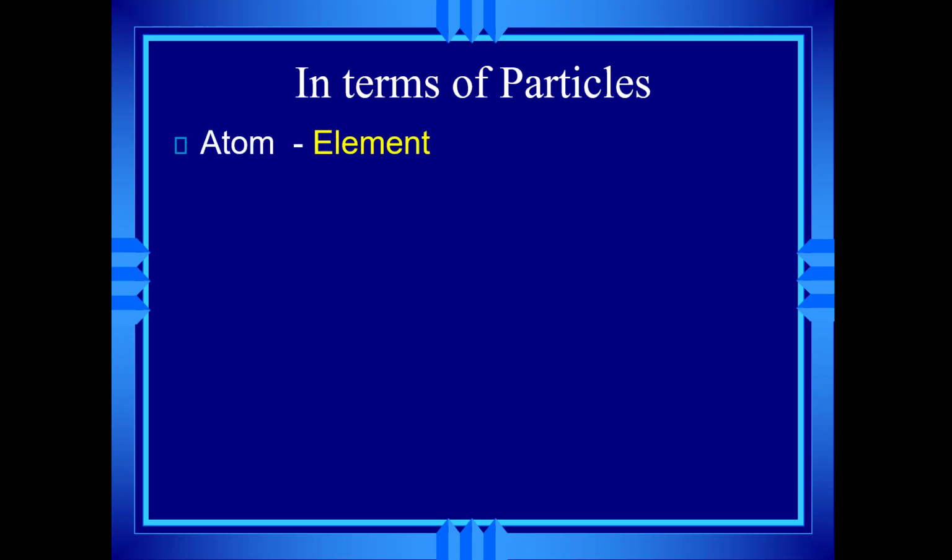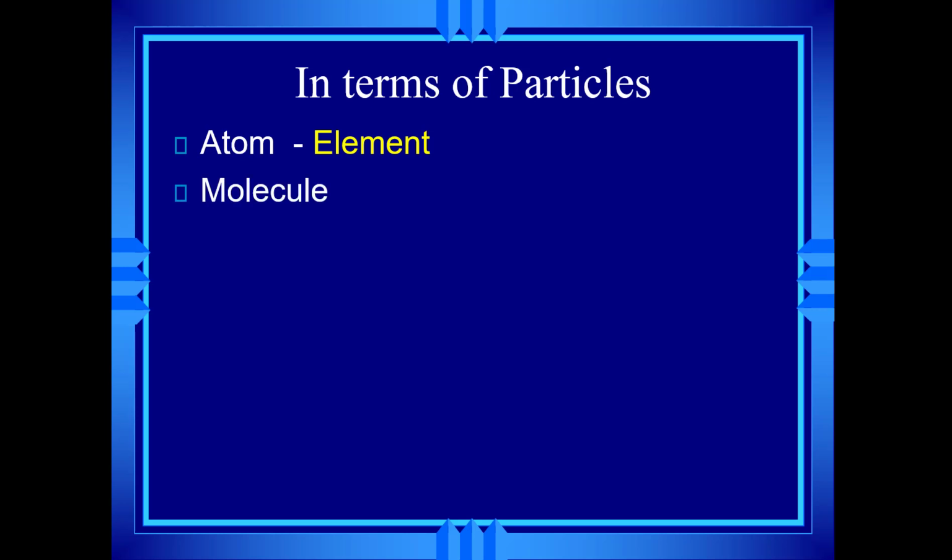So if you have an element, it's usually an atom. The smallest piece of an element is an atom. What makes iron is that every atom is the same. Every one has 26 protons.